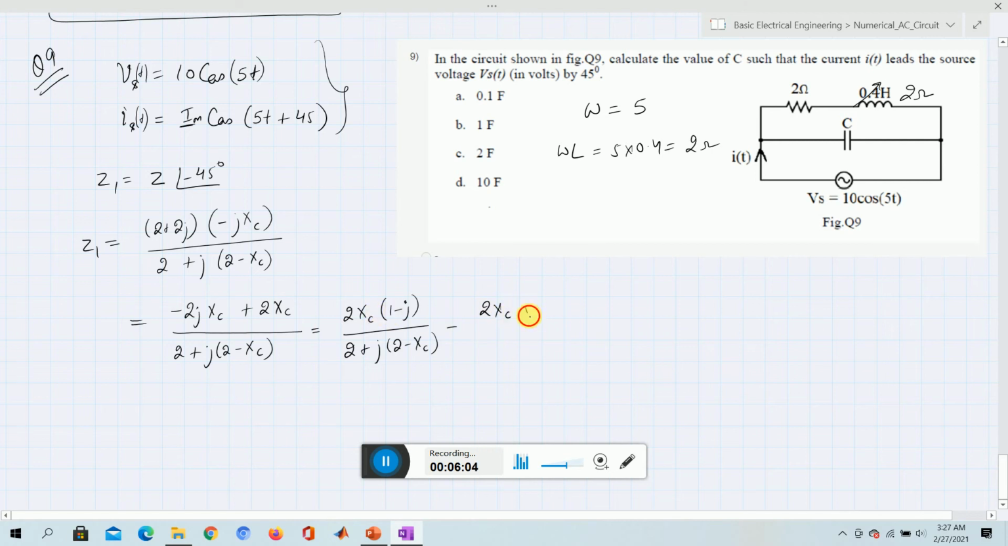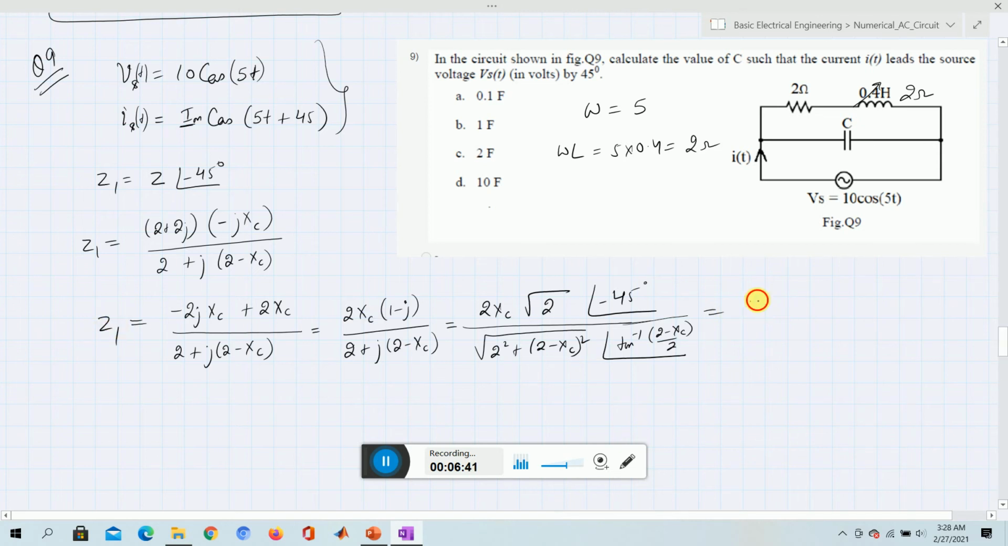So we can take 2 of XC times root over of 1 square plus 1 square, which is root 2, and in the denominator root over of 2 square plus (2 minus XC) whole square. Here the angle is tan inverse of minus 1, that is 45 degrees, and in the denominator the angle is tan inverse of (2 minus XC) by 2, the j term divided by 2. So we get this relation, and with that, what is the value of Z1 now?